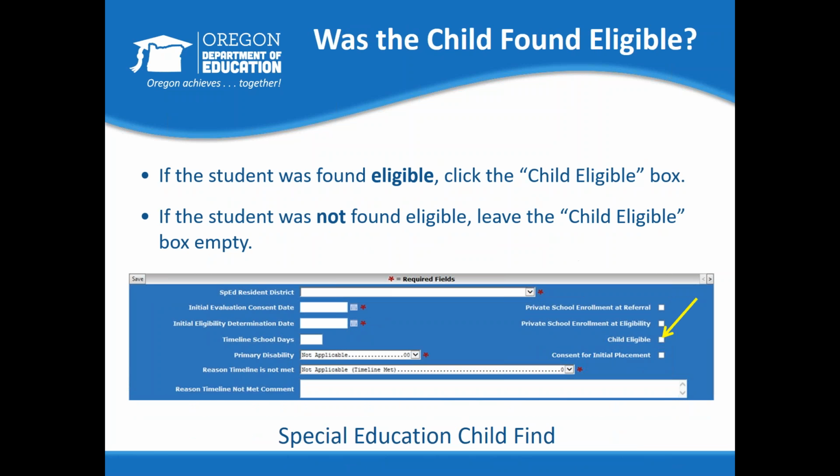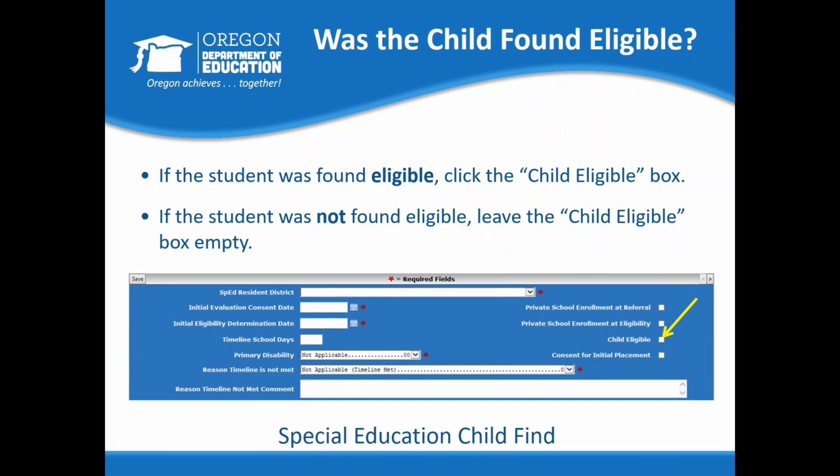Was the child found eligible? Well, that's an interesting question. We have some different scenarios to share with you. Example 1. The student was referred 3 times, and each determination was between July 1st and June 30th. But the child was not found eligible the first 2 times and found eligible the 3rd time. The 3rd record would be the record you report.